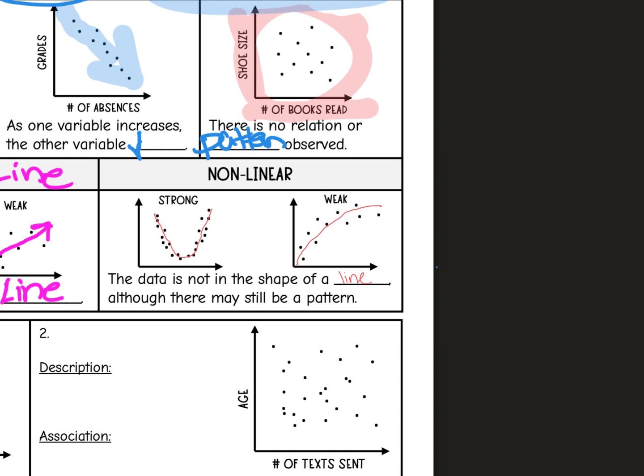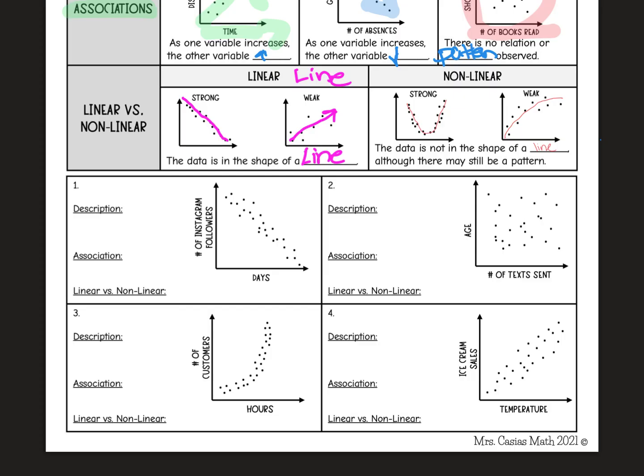So both of these would be examples of a nonlinear relationship. Let's look at a few examples of some scatter plots. On these following examples, we want to discuss and identify, one, what type of association is going on here, and two, is the scatter plot linear or not? So let's take a look at the first one.